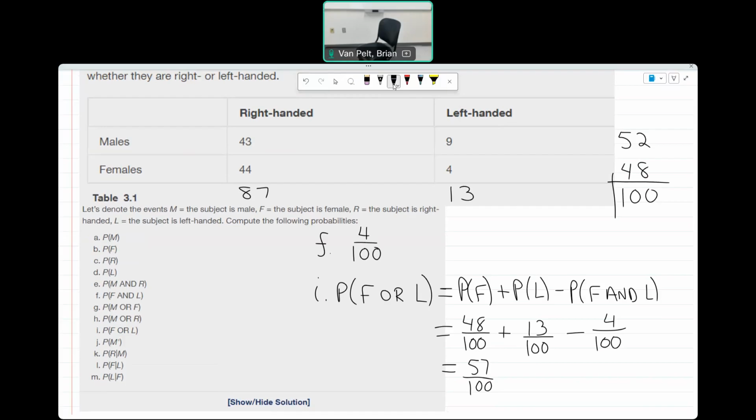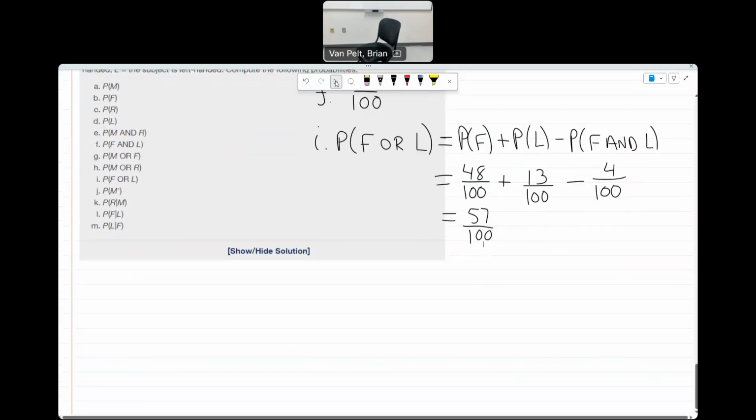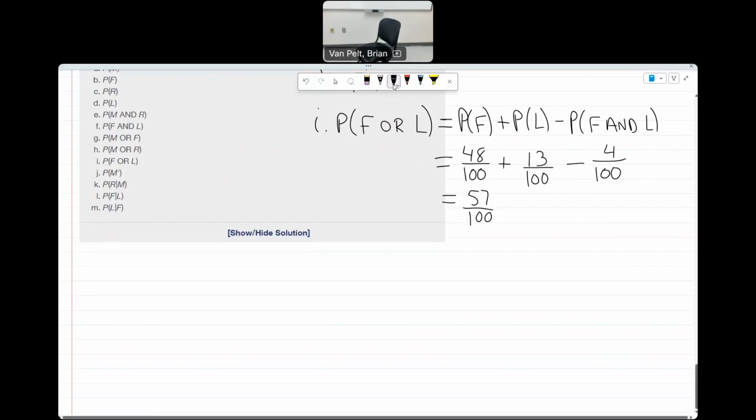What else could we get here? Let me do J and L. You'll remember there were 52 males. Therefore, how many were female? What is this probability then? Yep, 48 out of 100 it is.